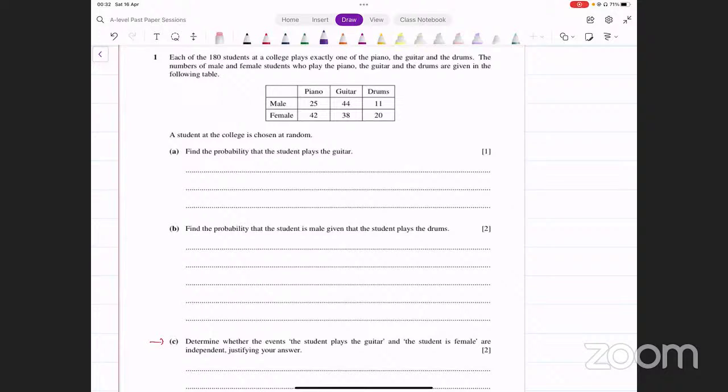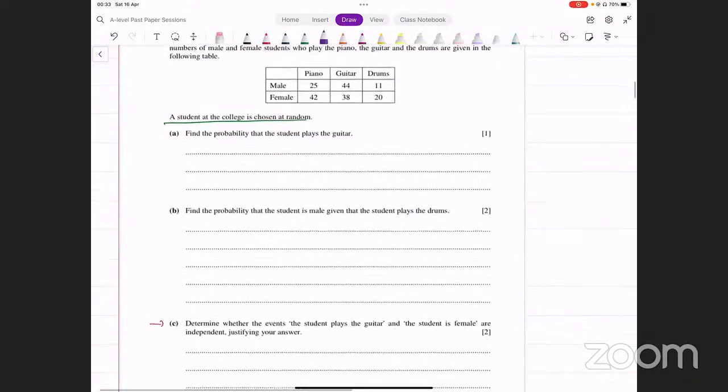Each of the 180 students at a college plays exactly one of the piano, the guitar, and the drums. The number of male and female students who play the piano, guitar, and the drums are given in the following table. A student at the college is chosen at random. So out of all of these people, which are 180 in total, one person is chosen at random. You can do the first 2 parts.